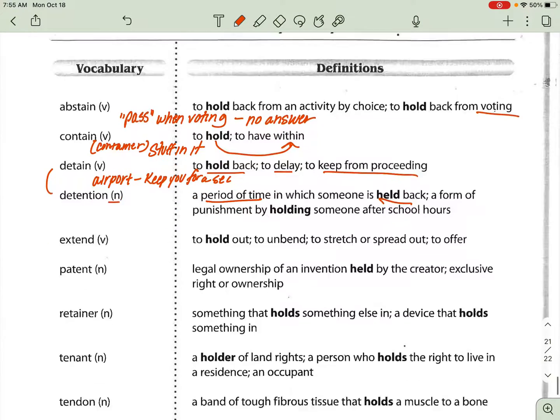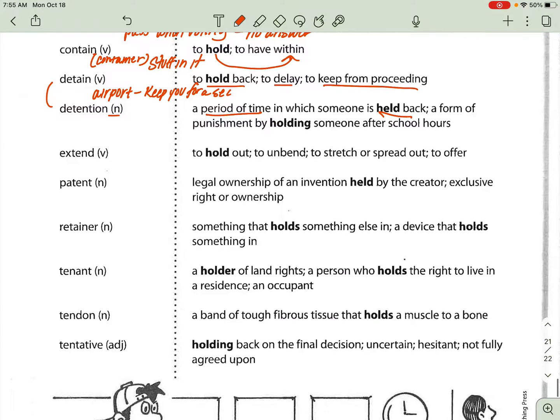Okay. Then we've got extend. Extend is to hold out, to unbend, stretch, spread out, or to offer. I always think about you extend an olive branch. That's a saying. An olive branch is a symbol of peace. And like if you extend an olive branch to somebody, then it means like you're saying like, okay, cool, truce, we're not going to fight anymore.